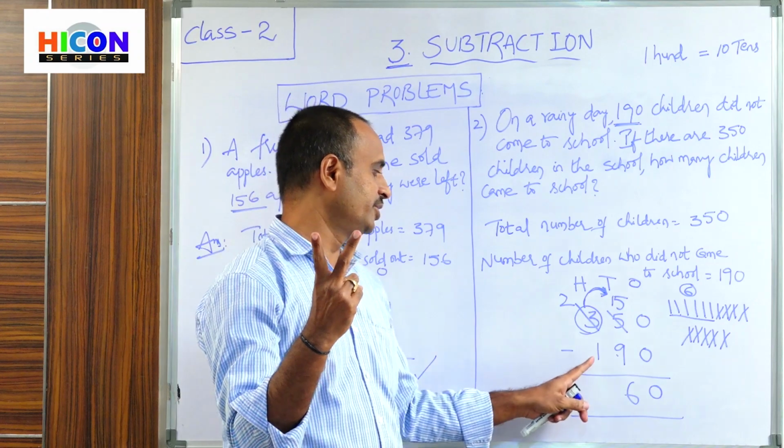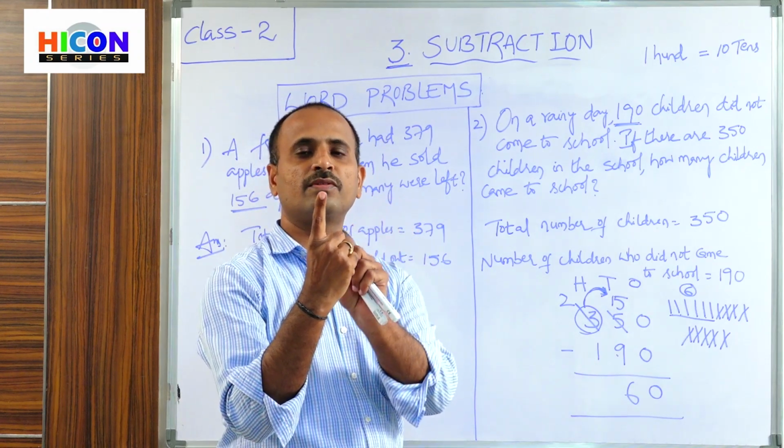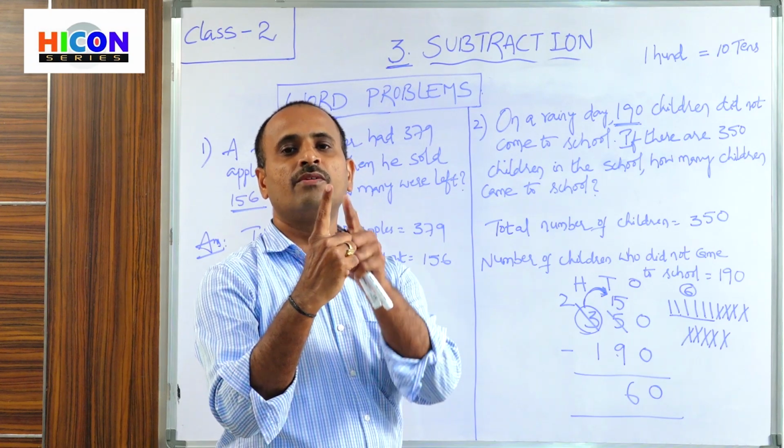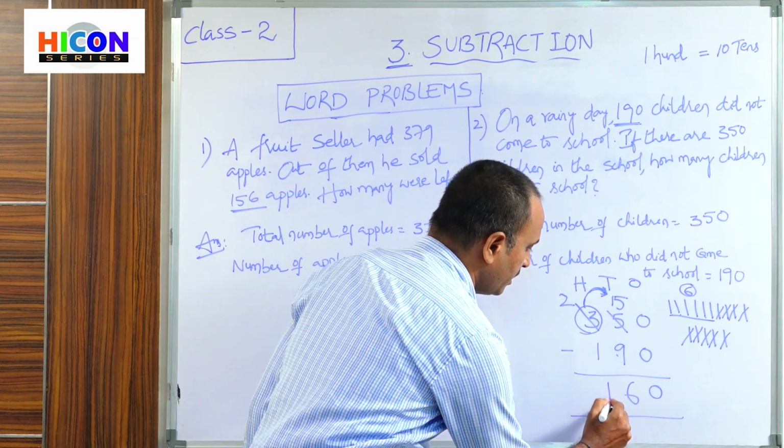So what is the second digit? 1. So close one finger in these two fingers. So I have closed one finger. How many fingers are left? One finger is left. The answer is 1. So write 1 under the 100s place.